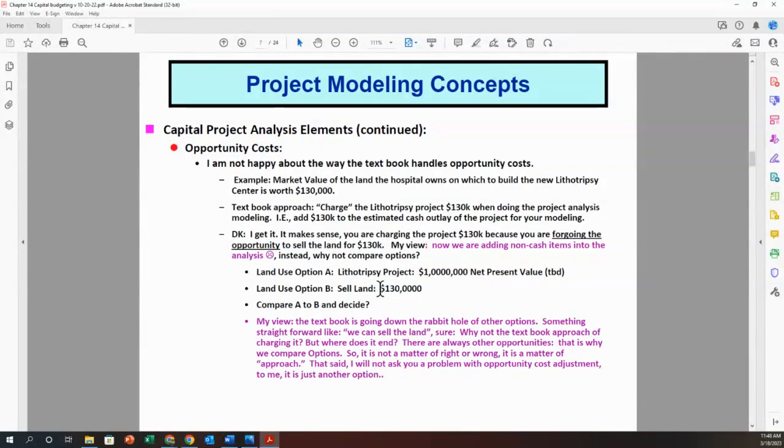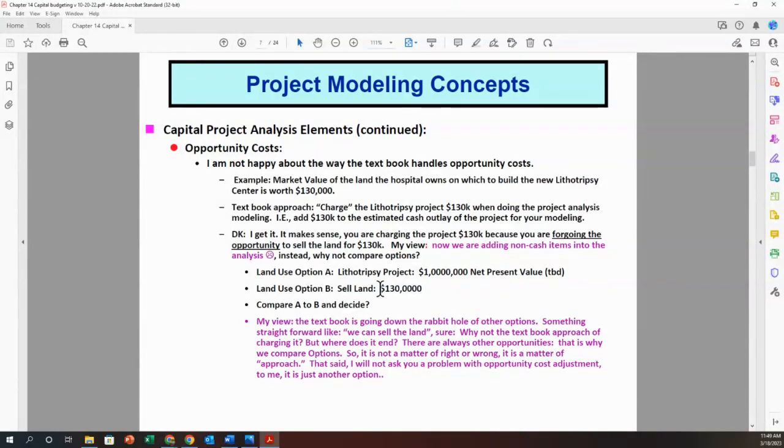Option B is an alternative use of the land. Okay, let's just compare the two options. Don't be going down a rabbit hole of adding a non-cash item to your analysis. Where does it end? There's always opportunity costs. There's always other things you can do with the space or the funds. So don't violate a fundamental principle of the way we do this analysis. Just say this is our other option.